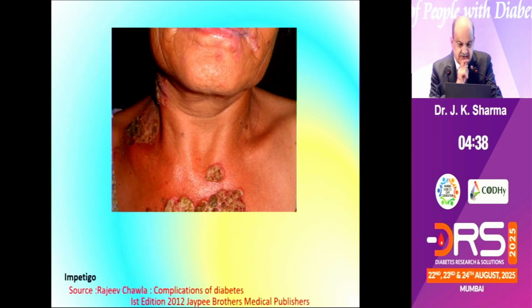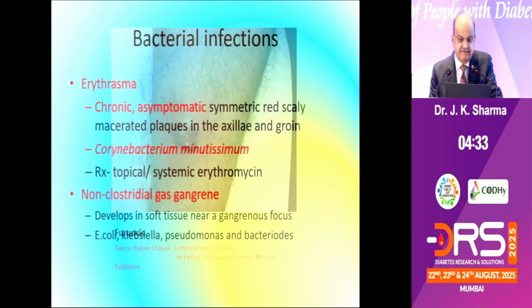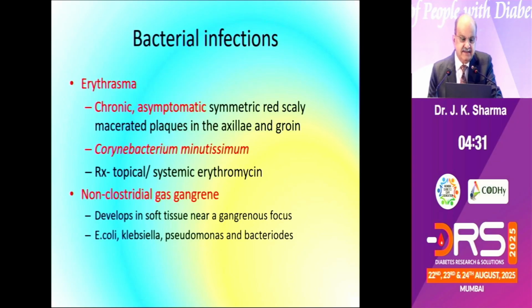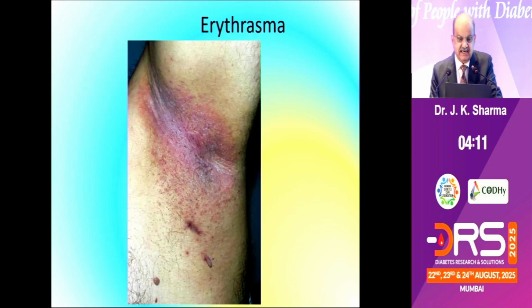Now impetigo, you see the photographs. Furuncle. So what is erythrasma? Chronic, asymptomatic, symmetric, red, scaly, macerated plaque in the axilla or the groin. Non-clostridial gas gangrene, which is another important region, develops in soft tissue near a gangrenous focus, and the pathogens are E. coli, Klebsiella, Pseudomonas and the bacteroides, and this is the picture of the erythrasma.